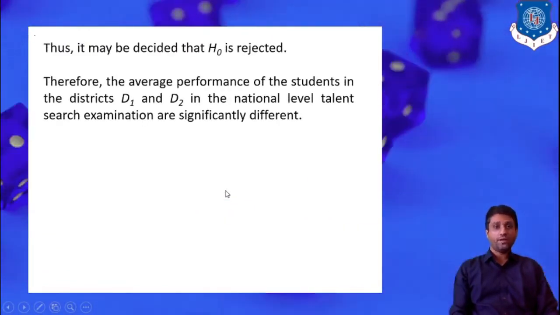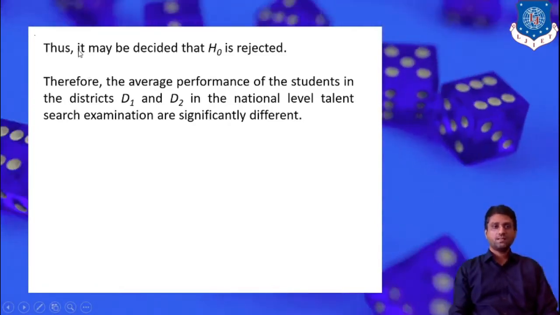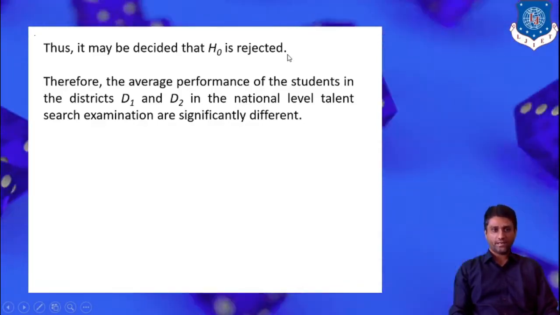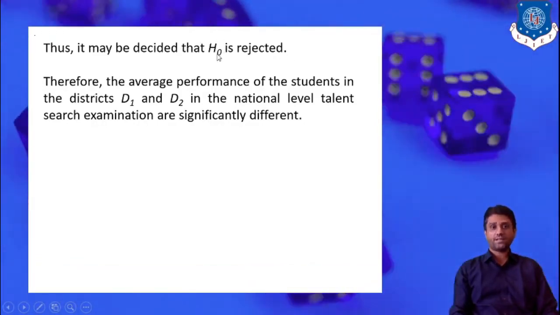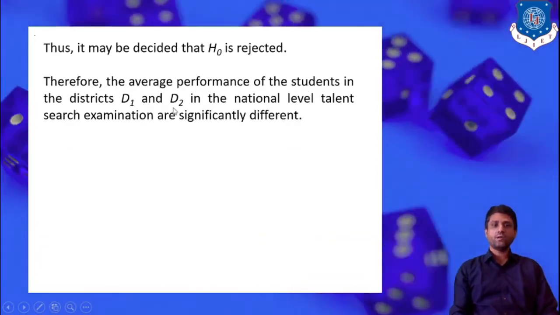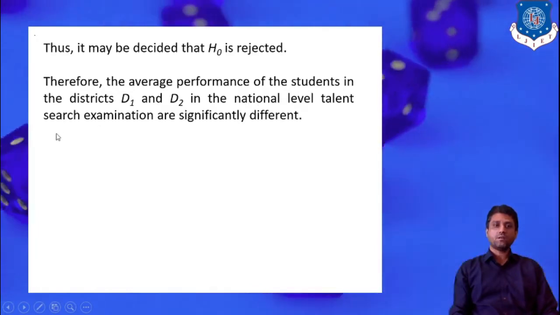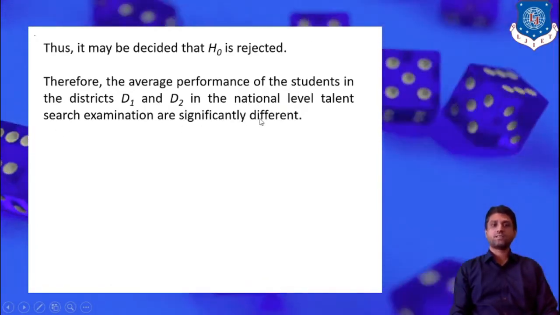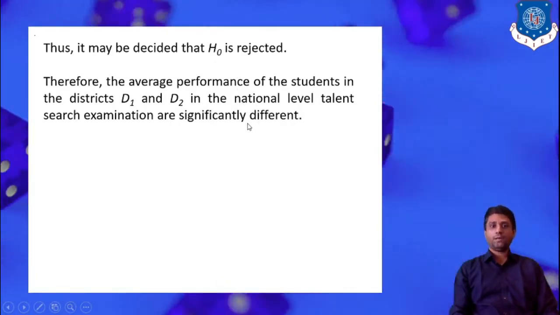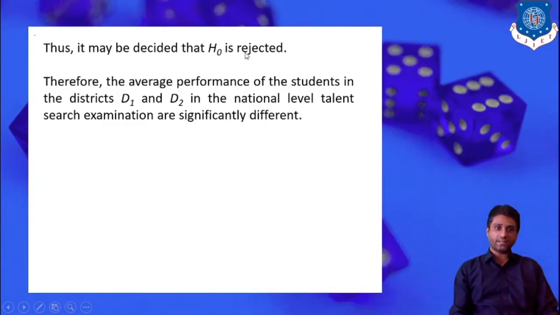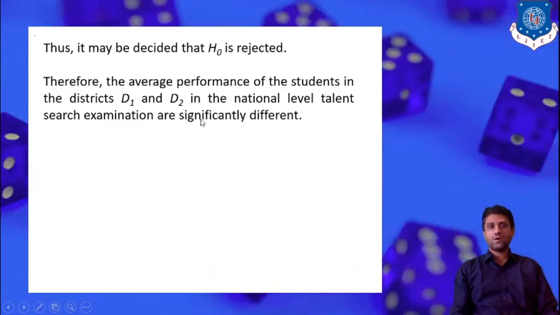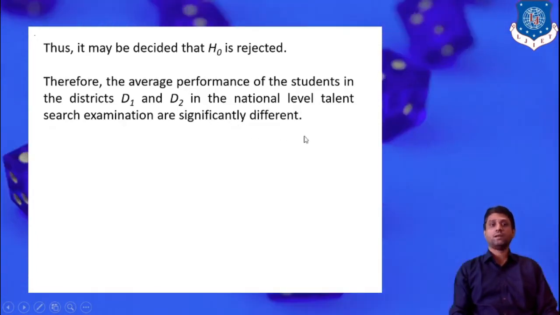In terms of interpretation of this example, we say that the null hypothesis H0 is rejected. H0 being rejected means that the average performance of students in districts D1 and D2 in the national level talent search examination is significantly different, because the null hypothesis suggested that it is not significantly different, but the null hypothesis is rejected. That's why we say that the level of talent search examination of these two districts is significantly different.